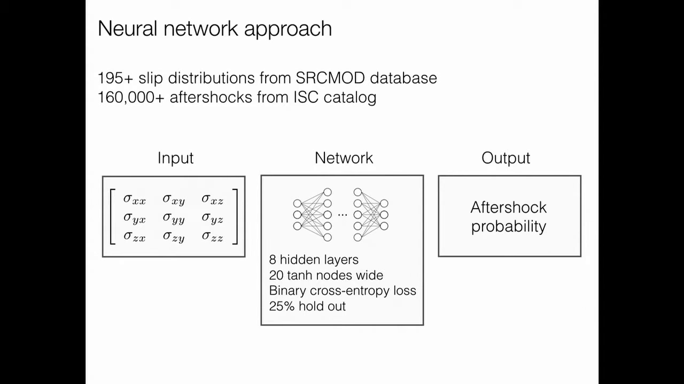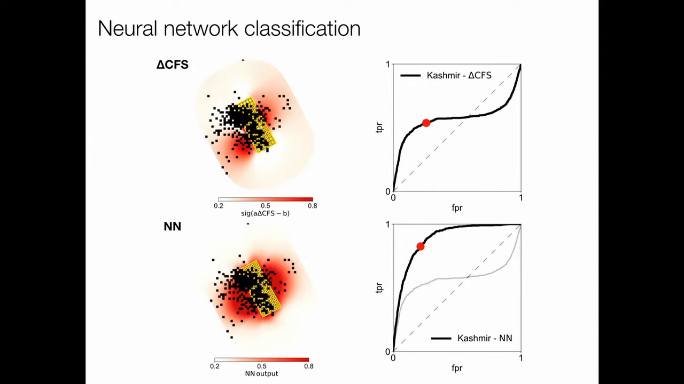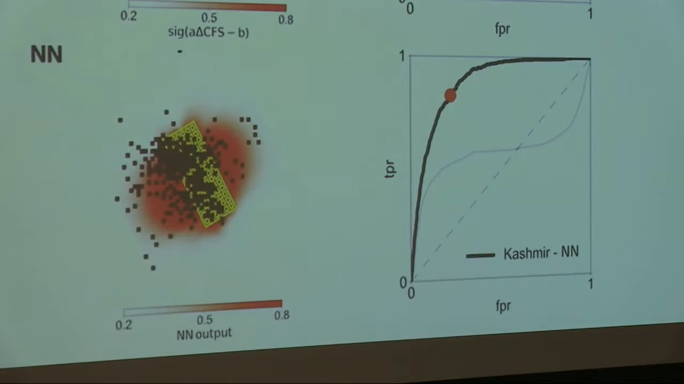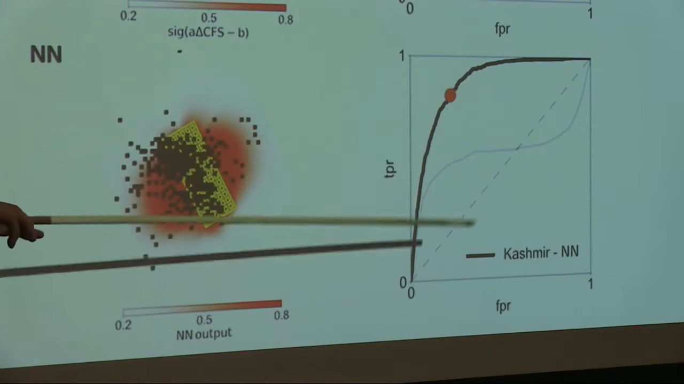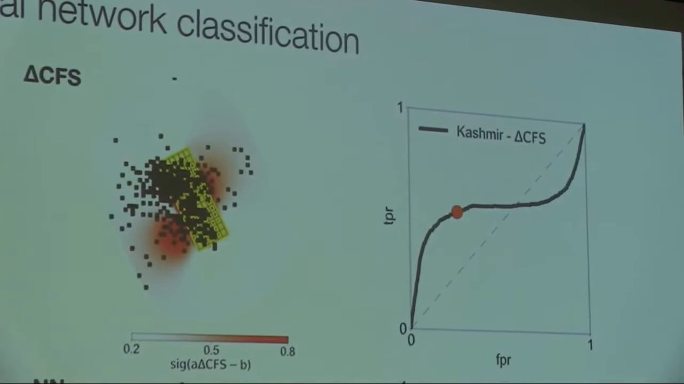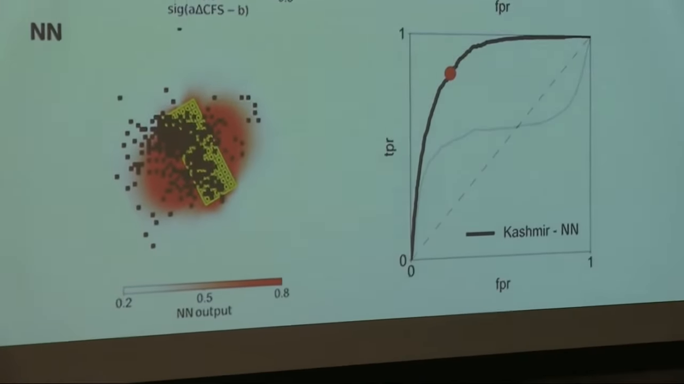In general, the neural network seemed to be able to find a combination of static elastic stress changes that did better than this classic version of Coulomb failure stress change. This is, again, a depth slice at 12.5 kilometers depth for this neural network. You can see, based on this ROC curve, that it does a lot better. The area under the curve for this is, I think, 0.6, and this is 0.86. And this red dot highlights a cutoff threshold of 0.5.